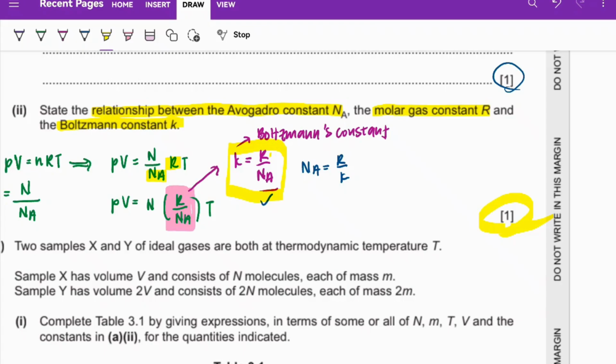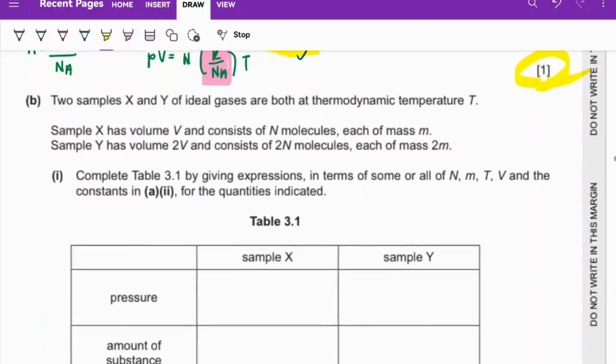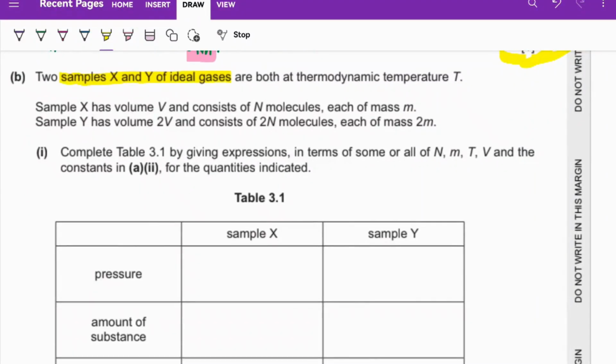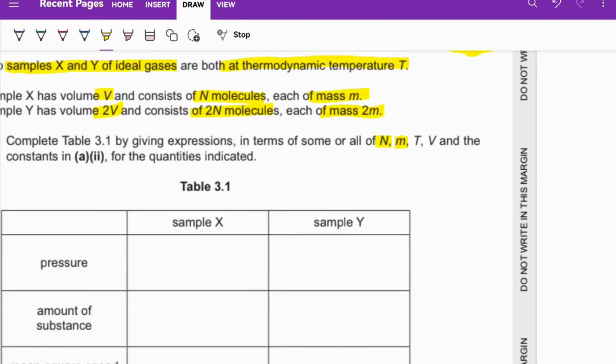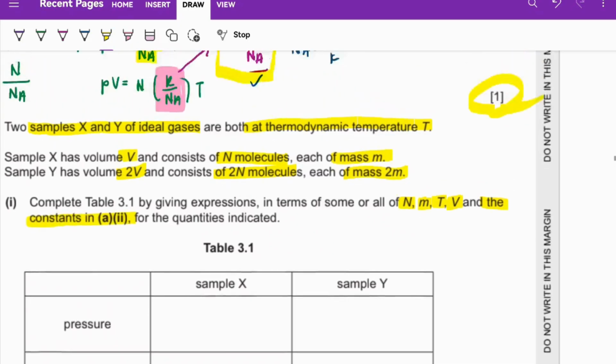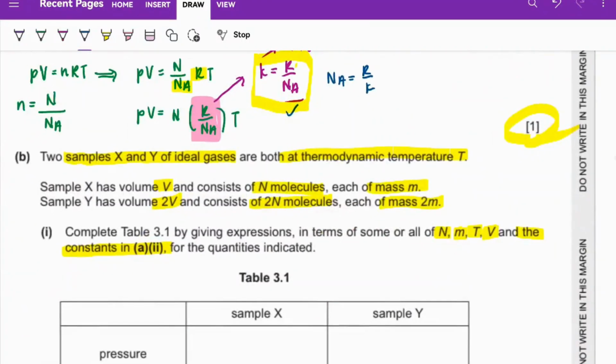Right? Okay, now B. Two samples X and Y of ideal gas are both at thermodynamic temperature T. Sample X has volume V, consists of n molecules, each of mass m. Sample Y has volume 2V, consists of 2n molecules, each of mass 2m. Complete the table 3.1 by giving expressions in terms of some or all of n, which is the number of molecules, m, the mass, T, the thermodynamic temperature, V, the volume, and the constants in A Roman 2. That means we can make use of the constants R, NA, as well as K for the quantities indicated.